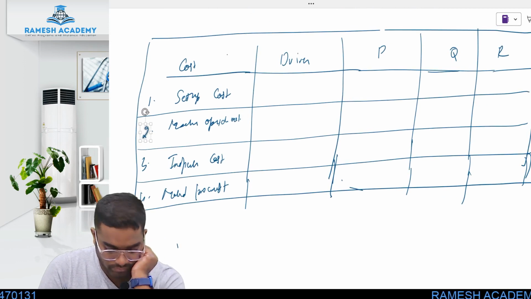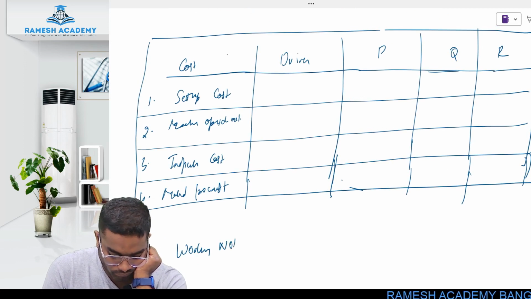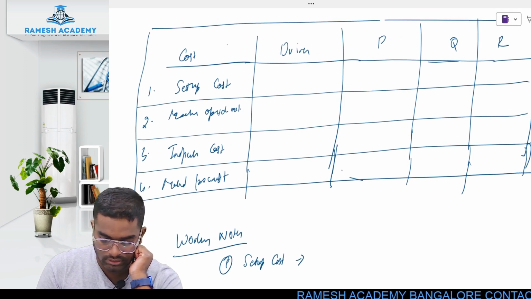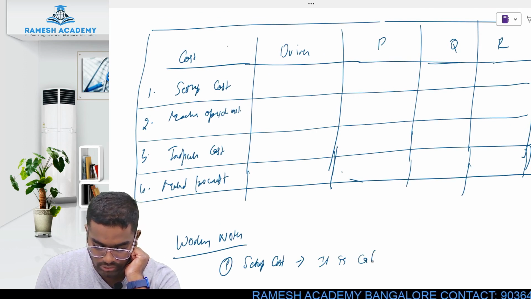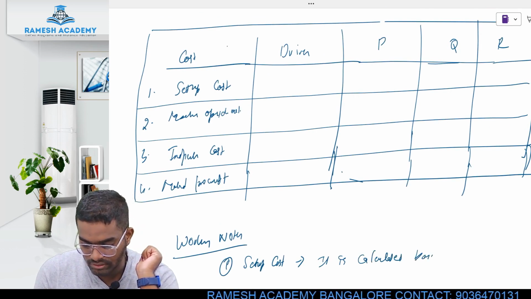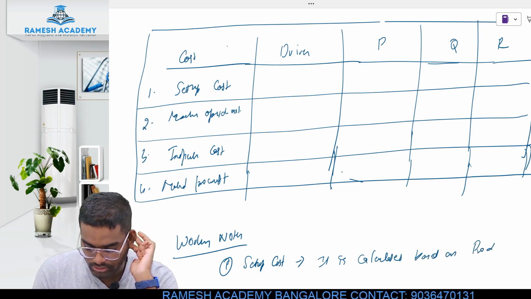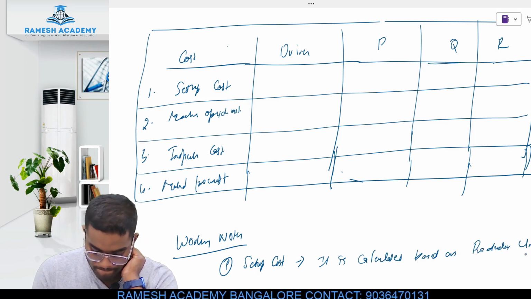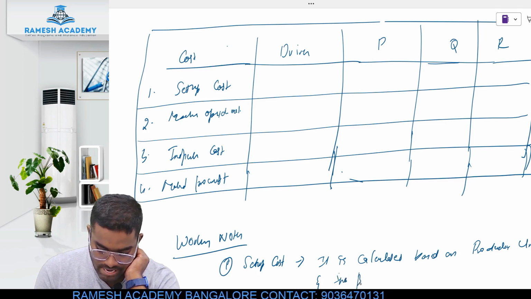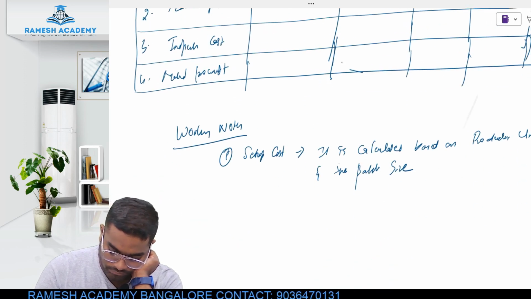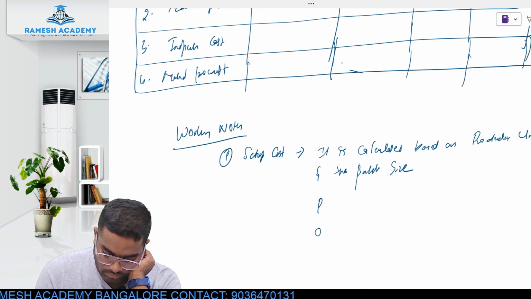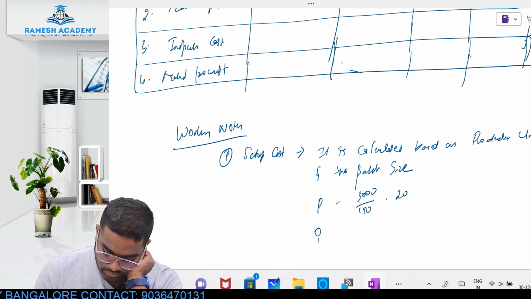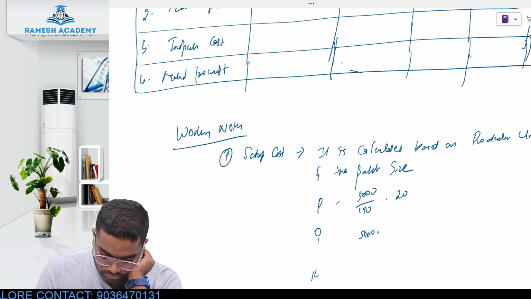Understood? So you can make working notes here. So one is setup cost. So you can make a note that it is calculated based on production units and the batch size. So P, Q and R. So for P we have 3000 and the size is 150, so it is 20. So for Q it is 5000 divided by, we'll see, 20,000.